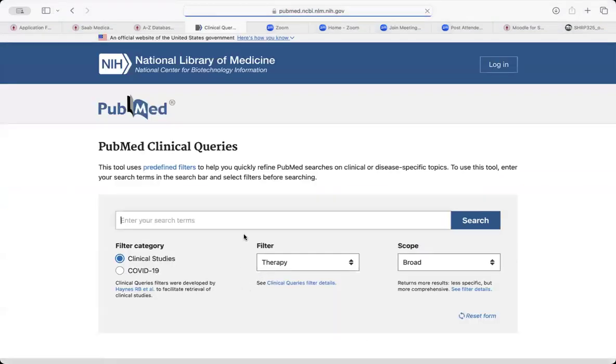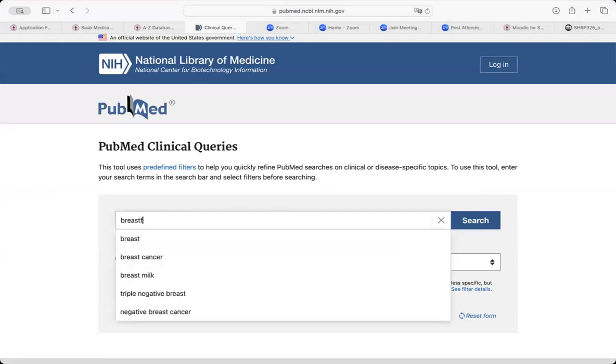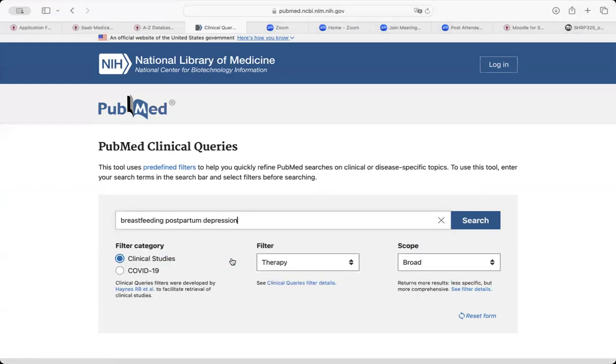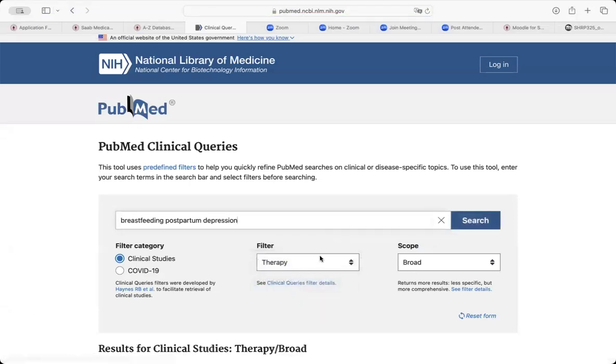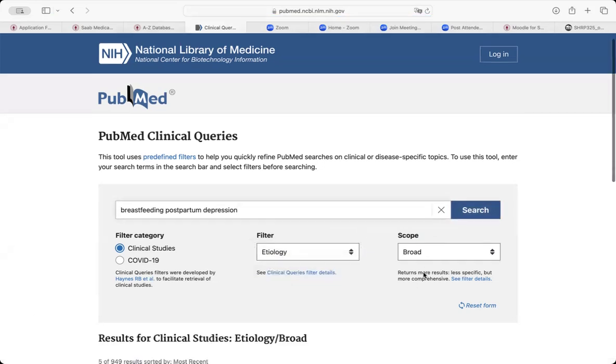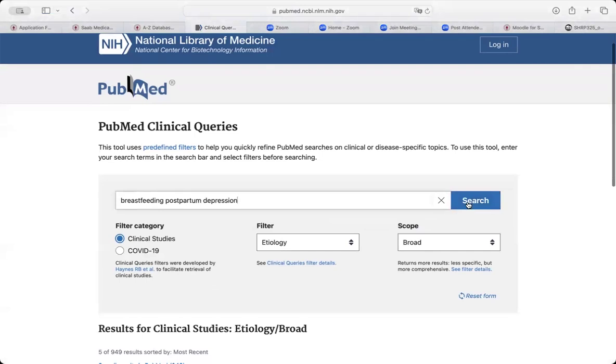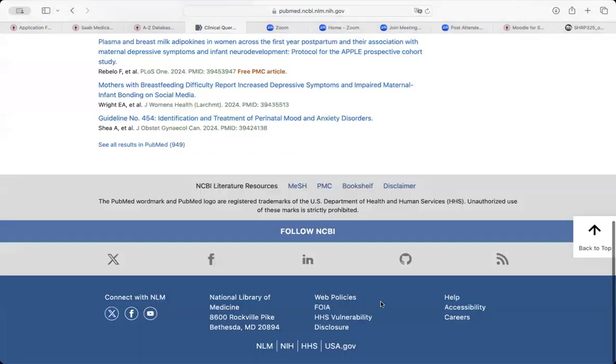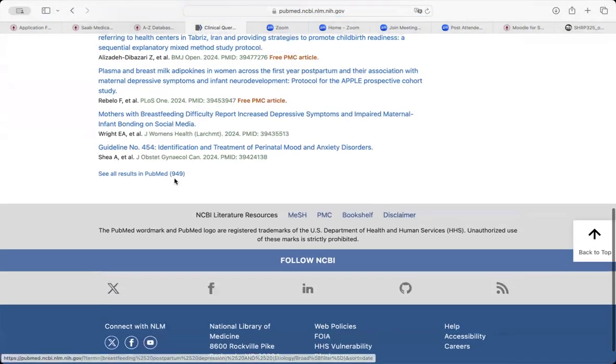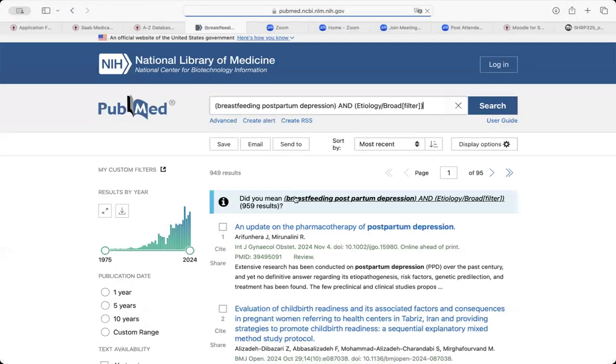We'll go to clinical queries and we'll search what we want, which is breastfeeding, postpartum depression. Okay, and then for the filter, we'll use the etiology, since we are searching for the etiology. Okay, and we'll keep it broad for now to see the results we have. We'll click on search. So for now, we have 949 results.